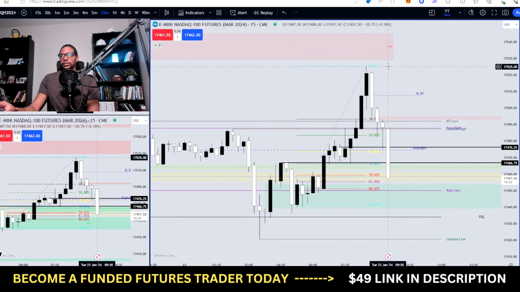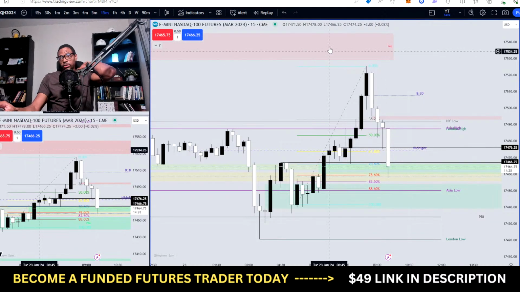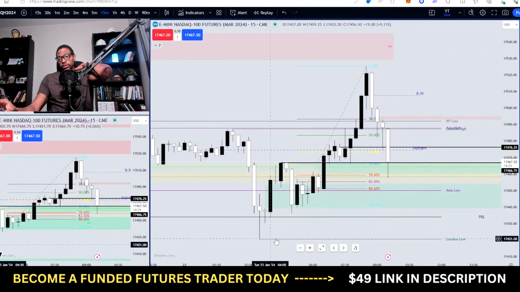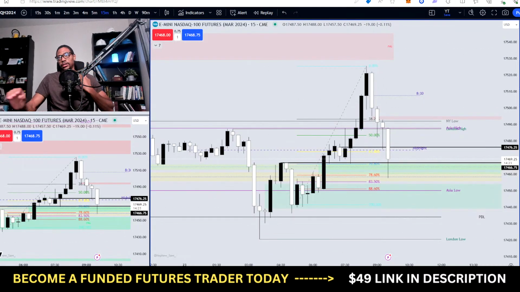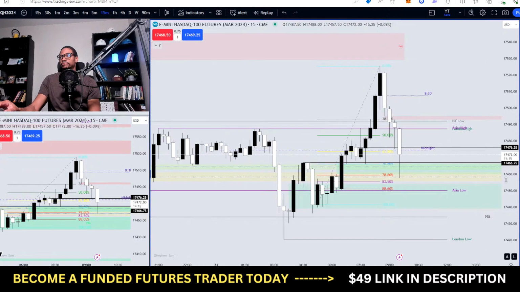Right. So a part of it does depend on what's above and what's below and where price is going. So you do need to have a pretty good understanding of what's the draw on price. And once you find the draw on price, then it becomes easier to find order blocks.